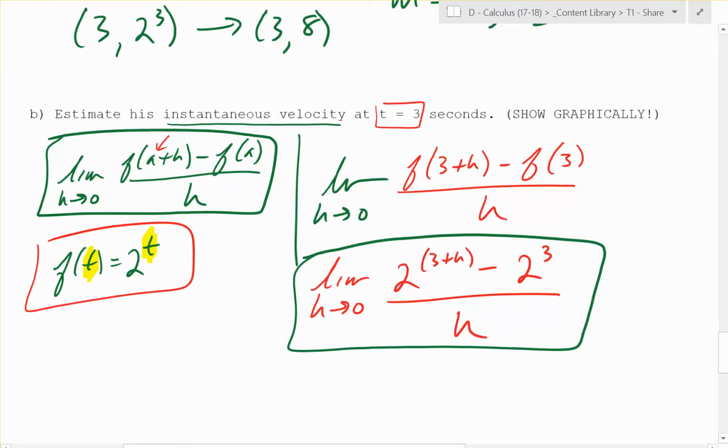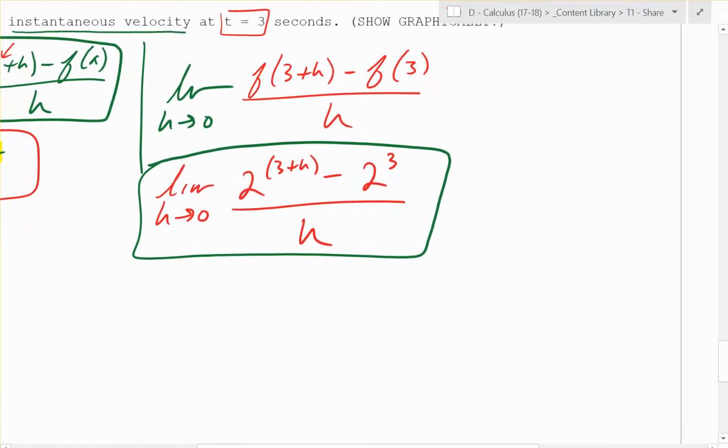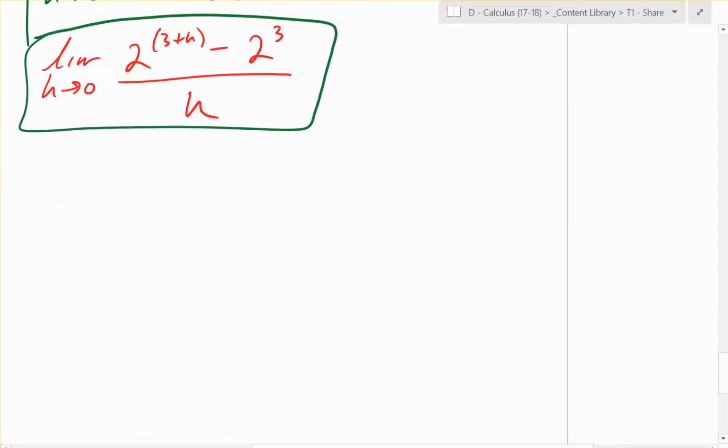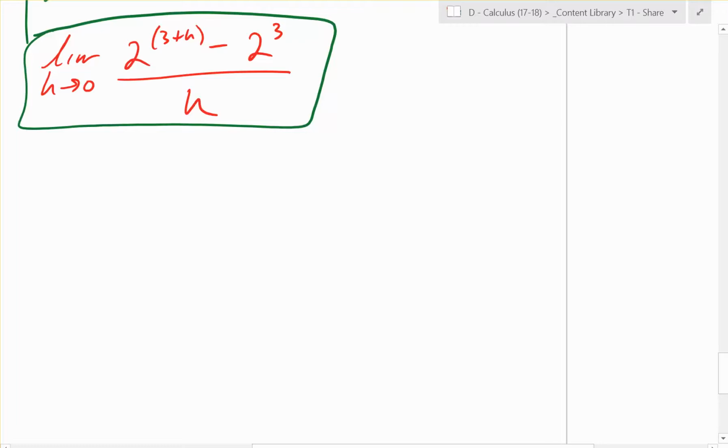We'd like to know what happens as h goes to 0. And you look at that, and as you remember, the first thing you check when you're evaluating limits is, can you plug in the c value? Can you plug in that 0? You can't, because then you'd have a 0 in the denominator.